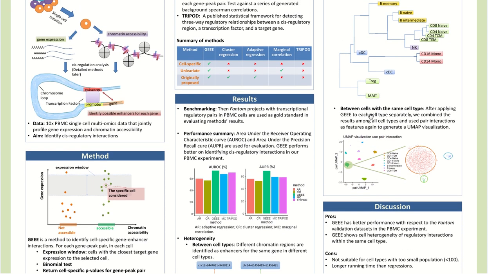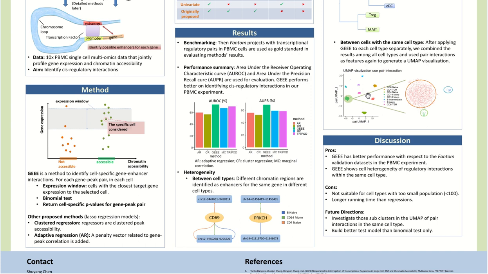We even observe different enhancers for the same gene within the same cell type. Using interactions as features again, we can visualize the cells in this UMAP. For example, in this figure, there are 3 subclusters in the CD14 monocytes, indicating that they may have different regulatory activities. As for discussion, our G method has better performance in the PBMC experiment, and it is able to show cell heterogeneity of regulatory interactions.